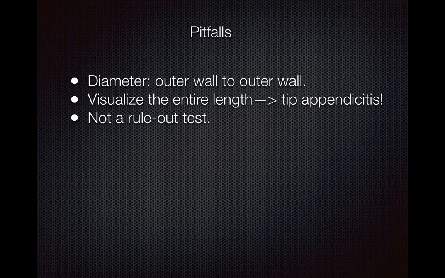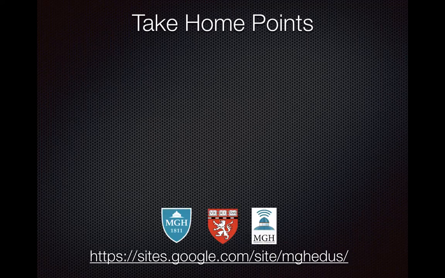Some pitfalls as well to the diagnosis of appendicitis: remember to measure the diameter from outer wall to outer wall, and so include the black outer wall, which is the edematous wall of the appendix. Also, important to know that you have to visualize the entire length of the appendix to make sure not to miss tip appendicitis, which can sometimes happen early on. And also always remember, this is not a rule-out test. It's a rule-in test.